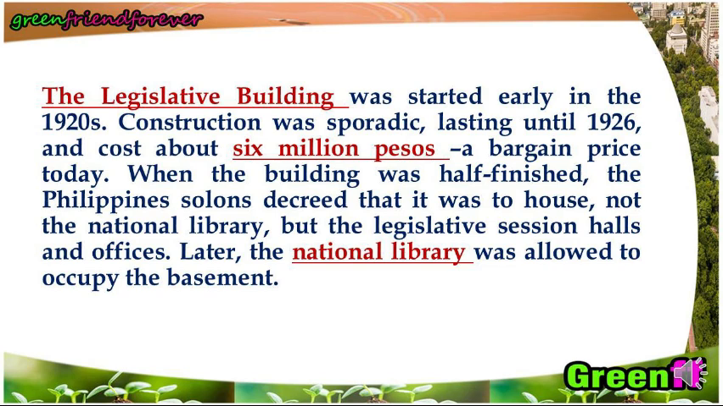The Legislative Building was started early in the 1920s. Construction was sporadic, lasting until 1926, and cost about 6 million pesos, a bargain price today. When the building was half finished, the Philippine Solons decreed that it was the house, not the National Library, but the legislative session halls and offices. Later, the National Library was allowed to occupy the basement.